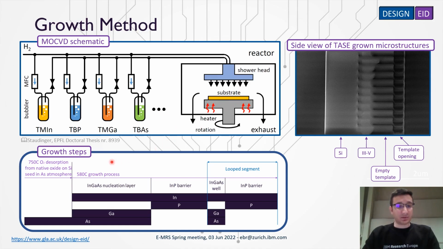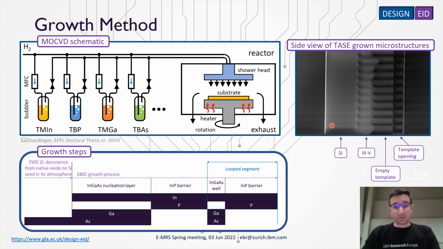The growth recipe is then composed of different steps that happen at different temperatures and are marked by different precursor flows. To begin with, first an oxide desorption step takes place in arsenic atmosphere at 750 degrees. Then the actual growth process begins at 580 degrees. The first layer to be deposited is an indium gallium arsenide nucleation layer, followed by a first indium phosphide barrier, and then the actual III-V superlattice of indium gallium arsenide and indium phosphide can be deposited.